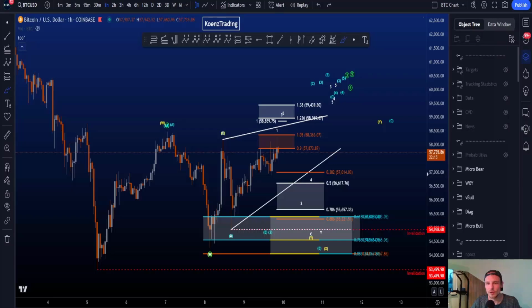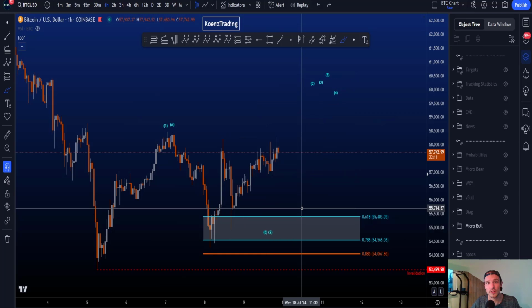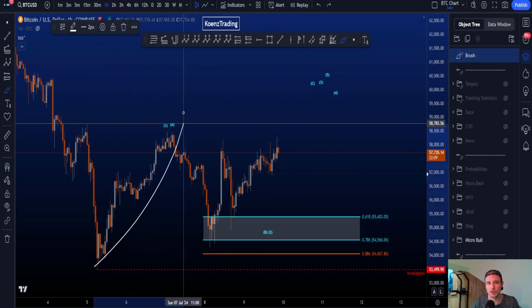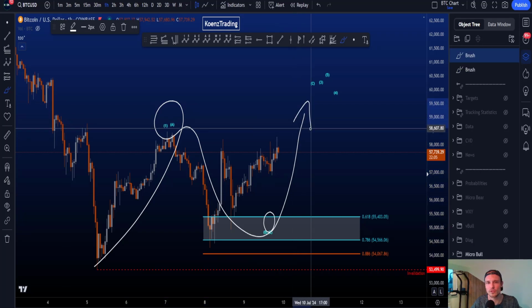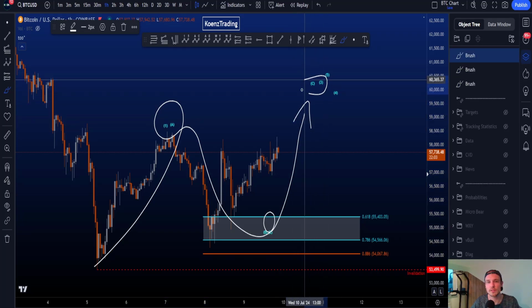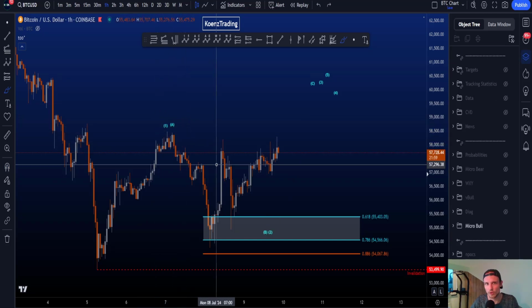Hi everyone, let's go over my bullish and bearish Elliott wave scenarios on Bitcoin, starting with the bullish scenario where we're looking for a finished wave 1 or A, 2 or B, and then continuation to the upside in a wave C or a wave 3, moving above the high of wave 1 or A.